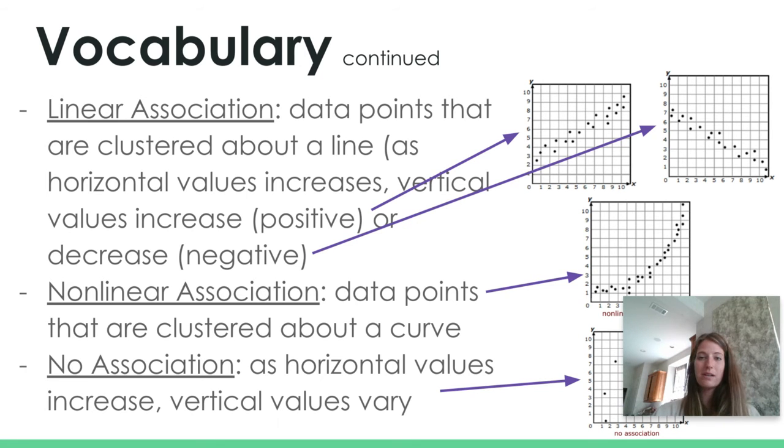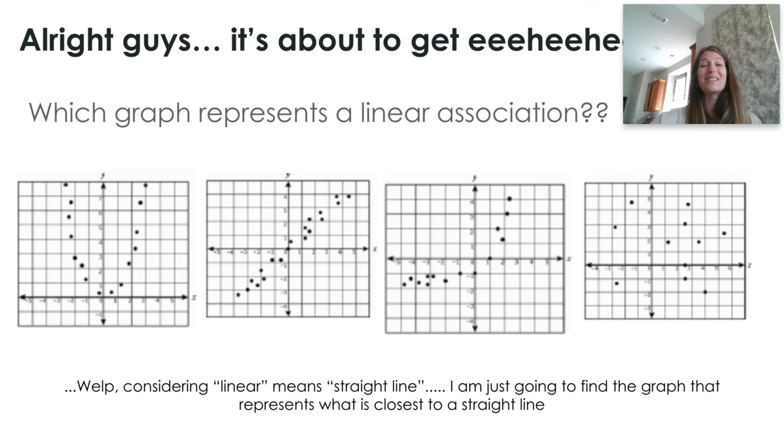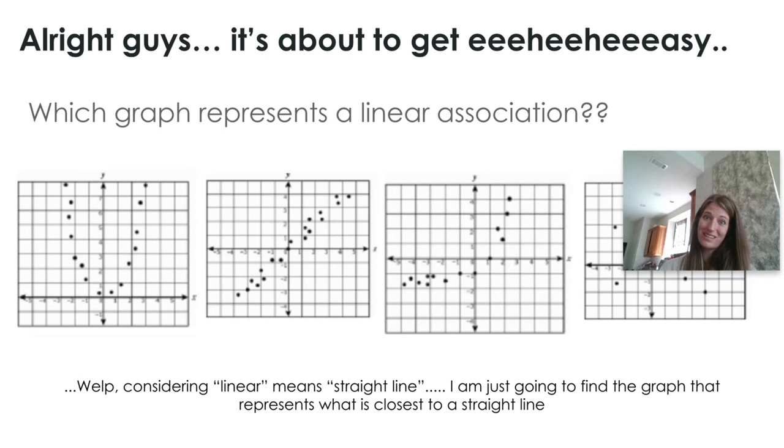Nonlinear association means that they're still clustered about a curve and not a line. So you might see it as a parabola or just a curved line. And then there's no association, meaning that there is literally no association. So this is about to get stupid easy.